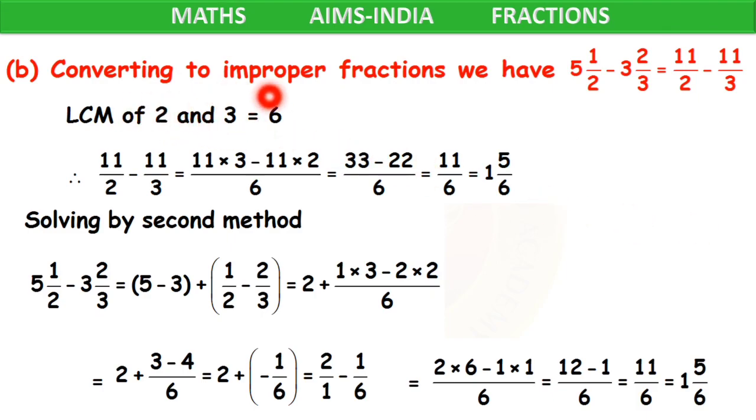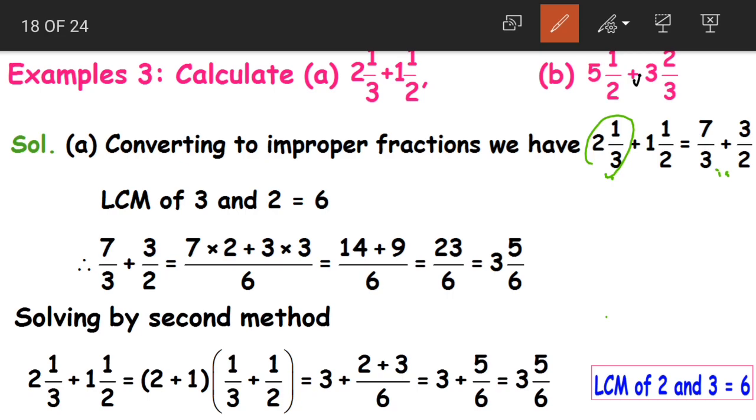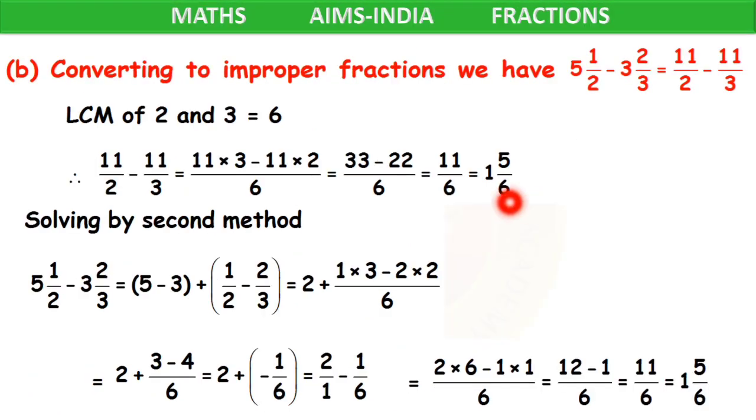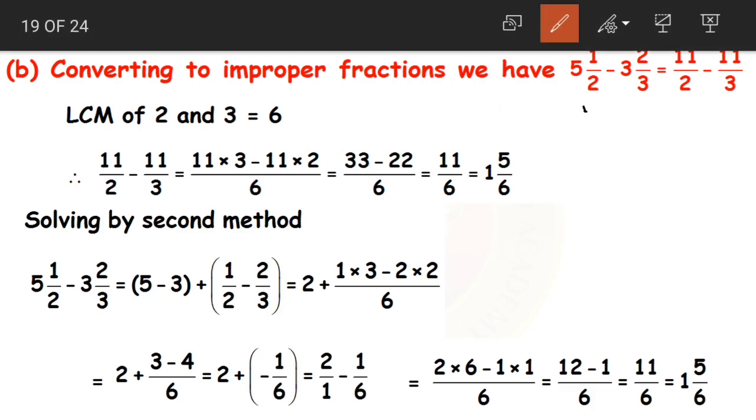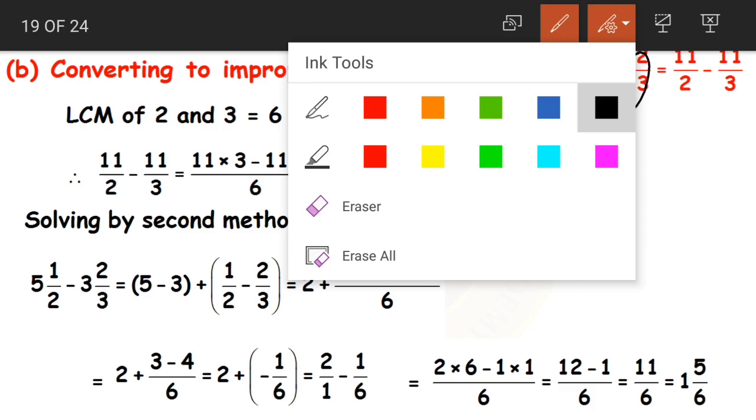Now the next question is converting to improper fractions. We have here, this is not a plus symbol, students. This is a minus. We've added one. See, we've done addition on mixed numbers in the first question and in the second question we'll perform subtraction. Okay. Now, we have these two, 5 1 by 2 and 3 2 by 3. 5 1 by 2 minus 3 2 by 3.